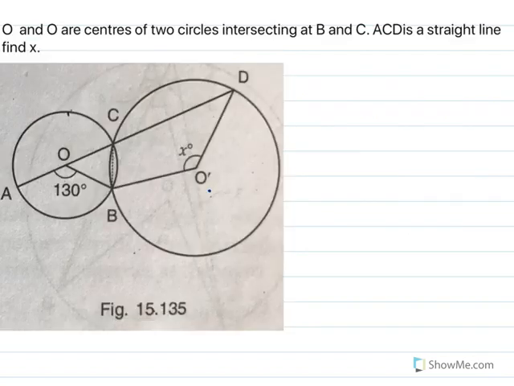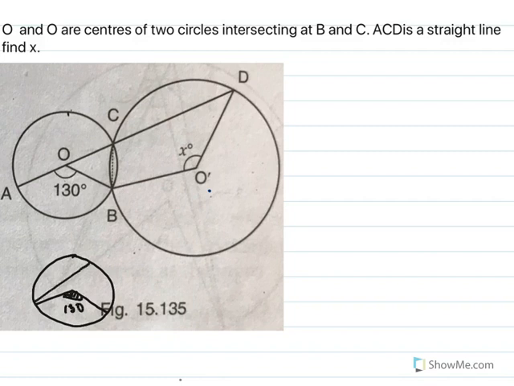Now this is an interesting sum. It involves two circles, but the properties remain exactly the same. In the first one, here I have the circle, here I have angle 130. I will find the angle at this angle at the center. The angle at the circle will be half of 130. So that's what I'm going to do first. So here angle AOB is 130. That's the angle at the center.